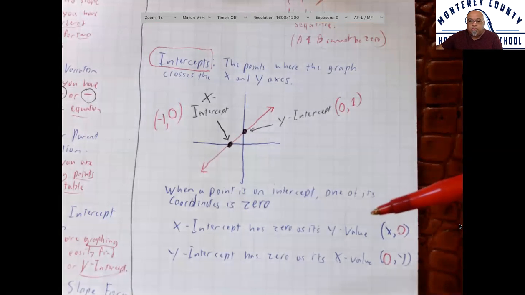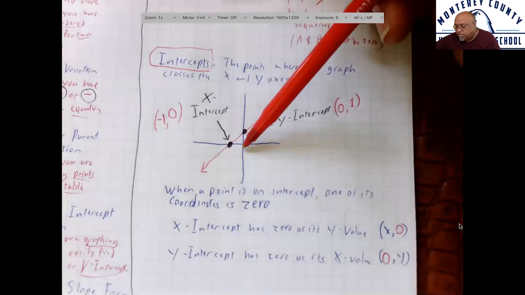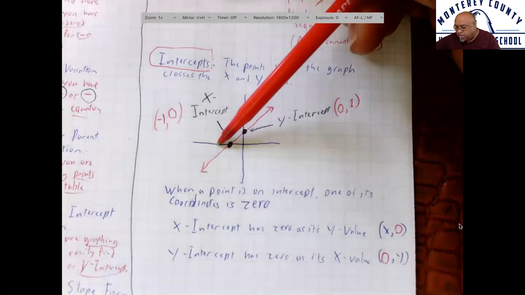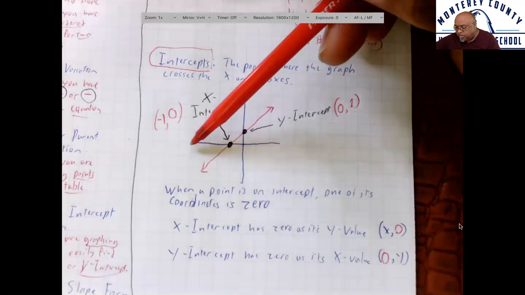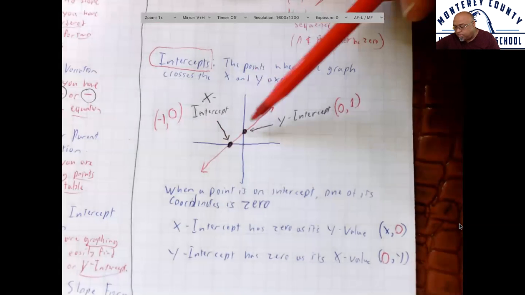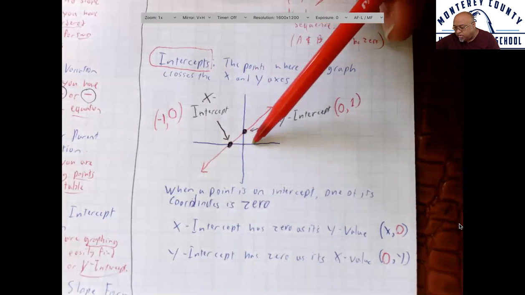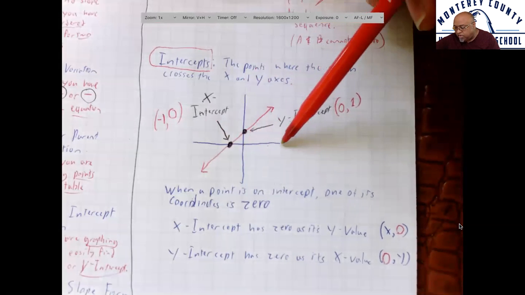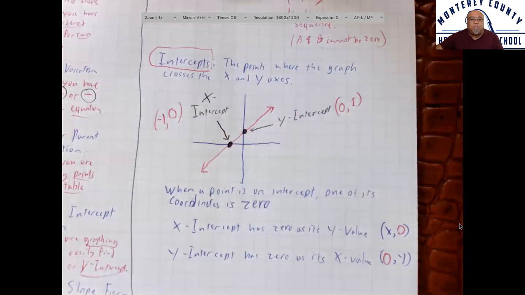An x-intercept has 0 as its y value. So wherever you cross the x-axis, the point is going to have 0 as its y value. So like here it'd be (0, 0), (-1, 0), (-2, 0), (-3, 0), (-4, 0). If I want to go in the positive direction, it would be (1, 0), (2, 0), (3, 0). So see, each time my y value is going to be 0.